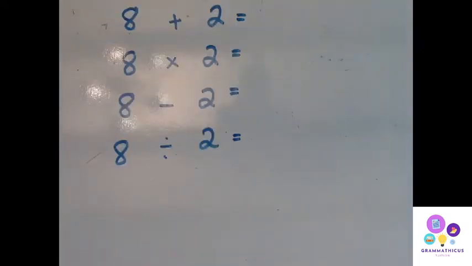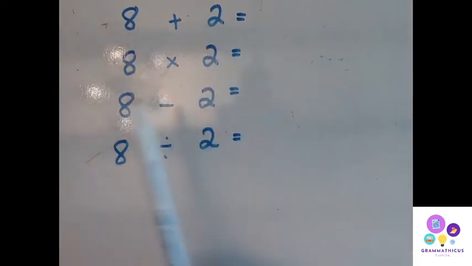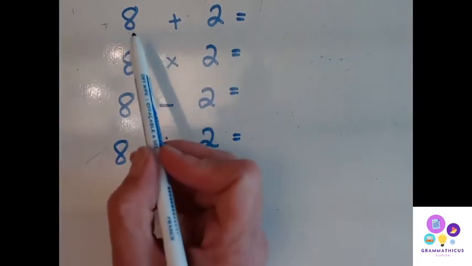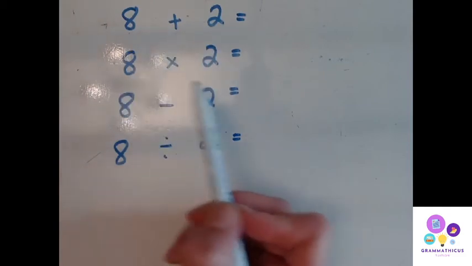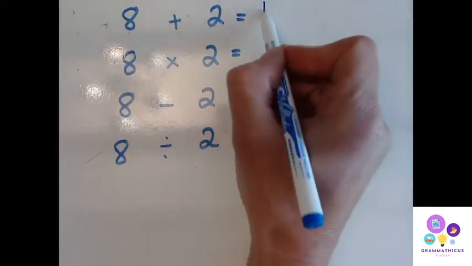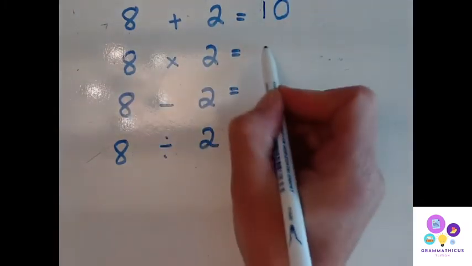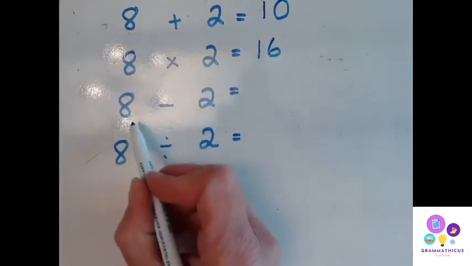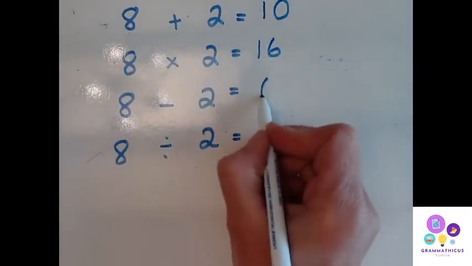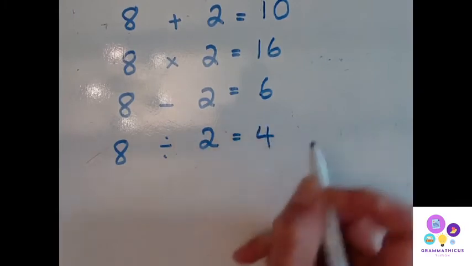So on the board you can see that I have four sums that use the same numbers but have a different operation. Let's see what happens to the 8 when we complete each of these sums. 8 add 2 gives me 10. 8 times 2 gives me 16. 8 take away 2 gives me 6, and 8 divided by 2 gives me 4.